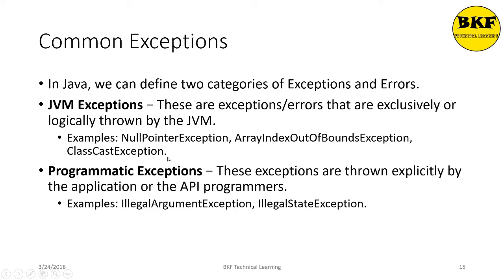And programmatic exceptions are the ones which are thrown explicitly by the application or the API programmers. These are the examples: IllegalArgumentException and IllegalStateException.